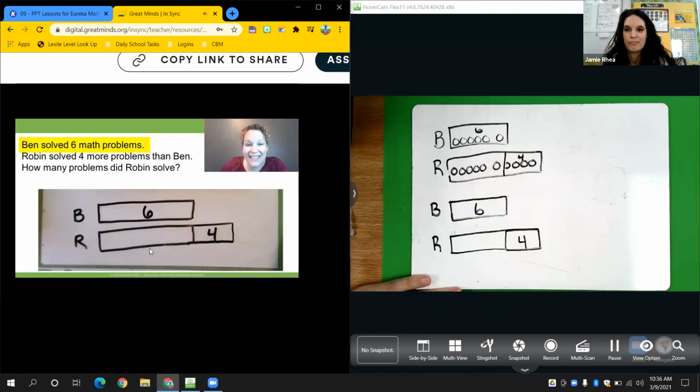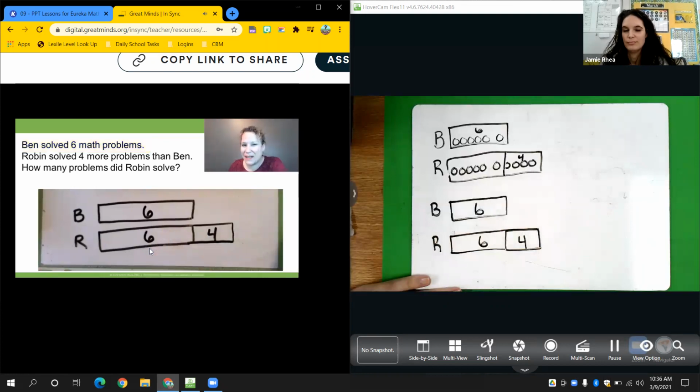Where else can I write a 6? Whisper it to me now. And Robin's. Very good. We know that this part of Robin's tape is equal to Ben's tape.